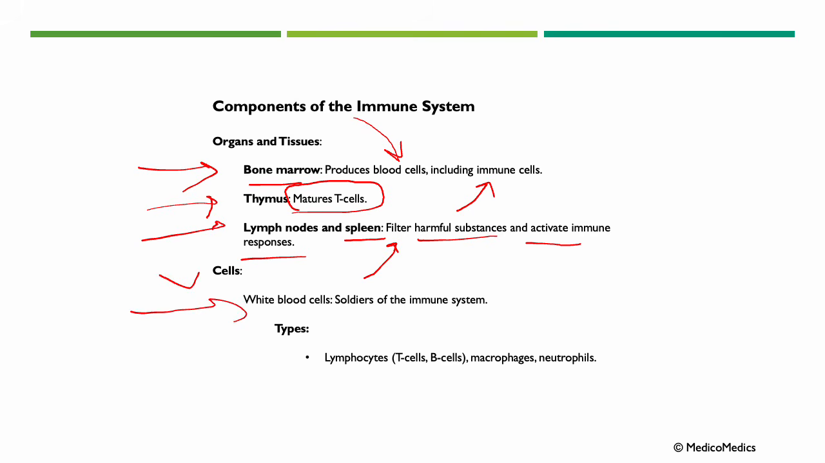Cells here include white blood cells. These are the soldiers of the immune system. And the types of these cells include lymphocytes, so our T cells and B cells. Also our macrophages and our neutrophils.